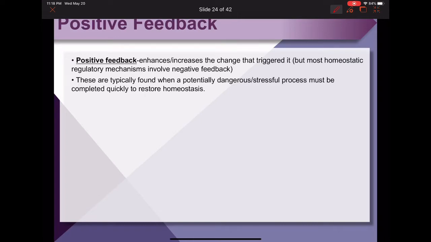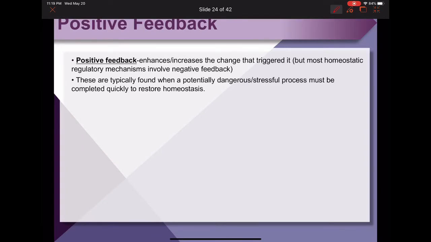No, that's not the case. Okay, so don't confuse positive feedback with negative feedback. Negative feedback is bringing it back to balance. Positive feedback, on the other hand, is not negating change, but enhances and increases the change that was triggered purposely. Okay, because usually our body wants things to be balanced. So there are a lot more negative feedback mechanisms than positive feedback mechanisms.